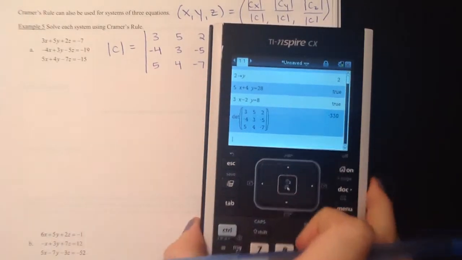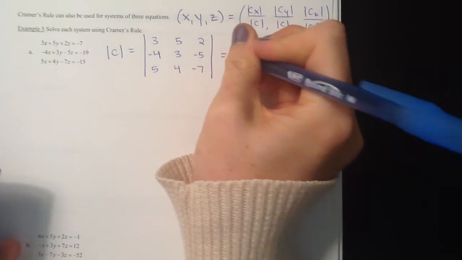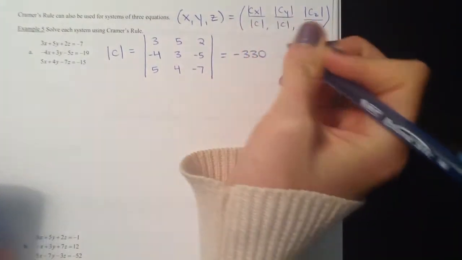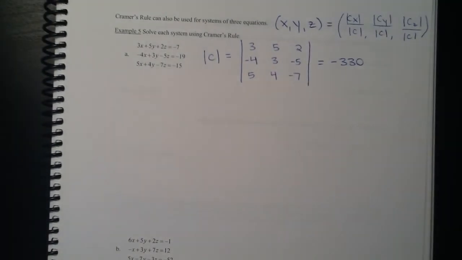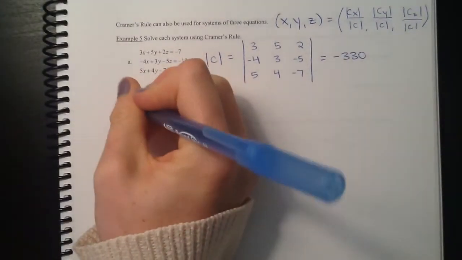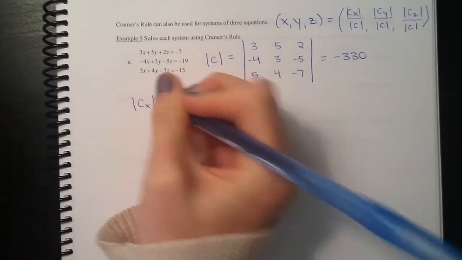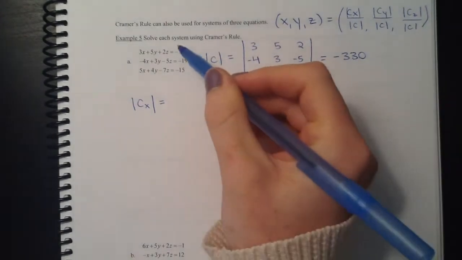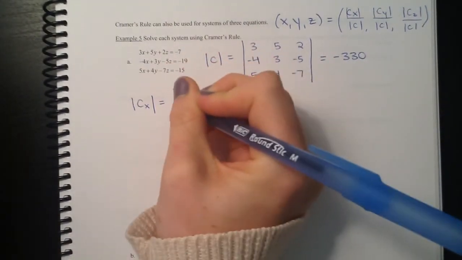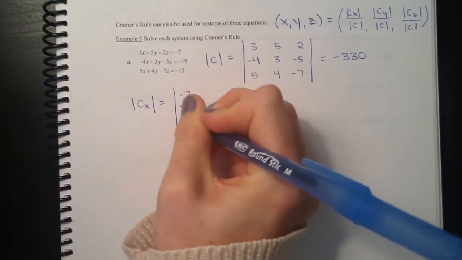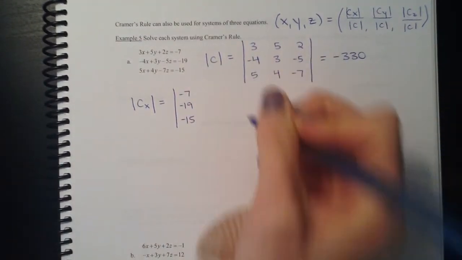So that would have been a pain to do by hand. So I get negative 330. So when you guys are doing your homework, quiz, test, what I need to see is the determinants written out. Like, I need you to write out what you plugged into your calculator, and then you can just give me the actual value. So for Cx, we are going to replace the x column with these constants over here. So instead of the first column, we'll have negative 7, negative 19, and negative 15. But the y column and the z column will be the same.